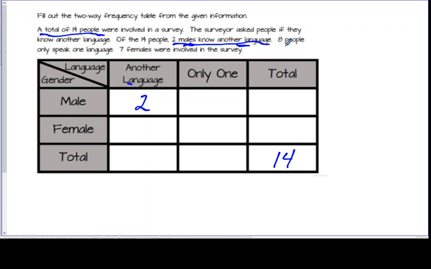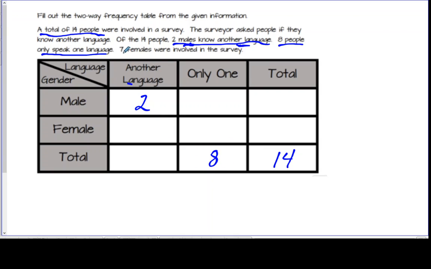Alright, now look at the next part. It says 8 people only speak one language. Only one language is right here. It doesn't talk about male or female, it just says 8 people, so that's a total of 8 people. So the number of people who speak one language is 8. That needs to be our total. So the 8 people who only speak one language, that 8 goes right here.